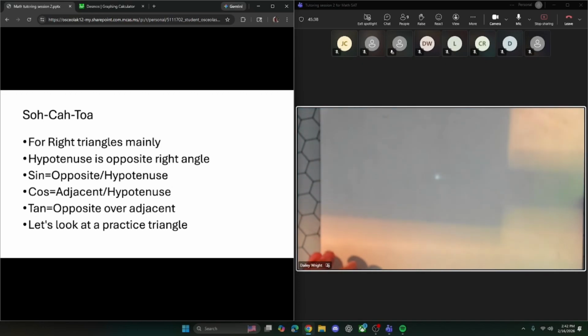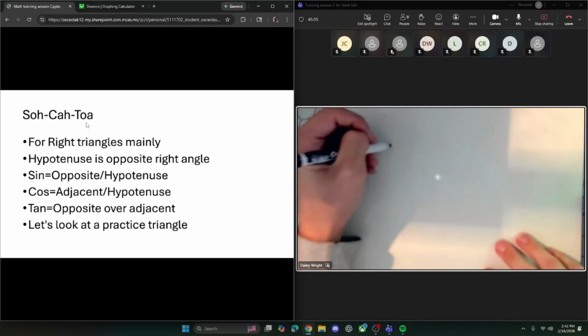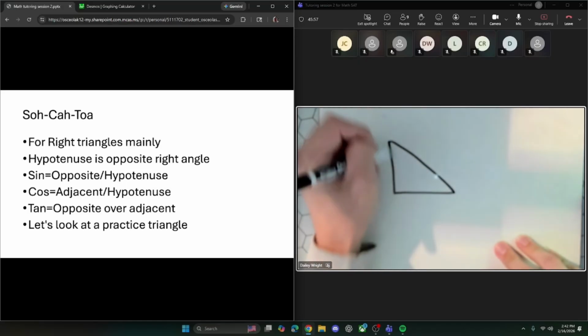So that is kind of how you use your SOHCAHTOA angles. SOH means sine is opposite over hypotenuse. CAH means cosine is adjacent over hypotenuse. TOA means tangent is opposite over adjacent. I guess I didn't show any tangent ones. Let me show a tangent one real quick.